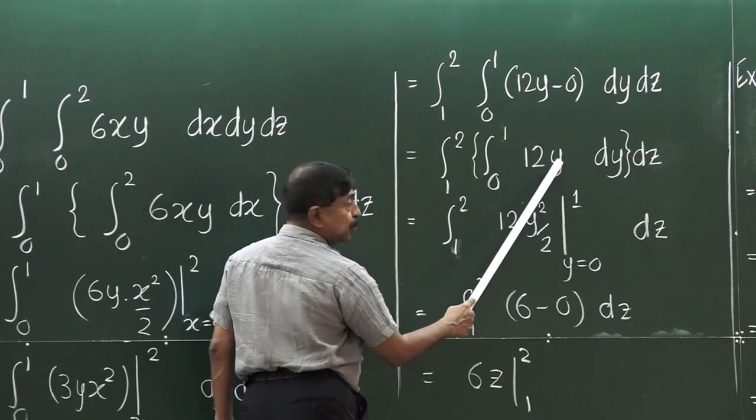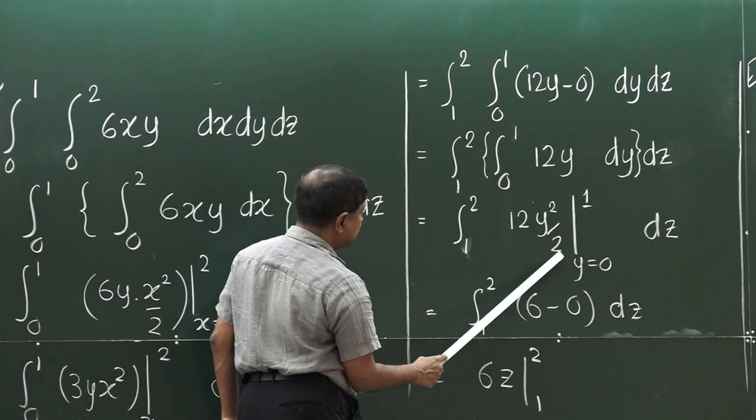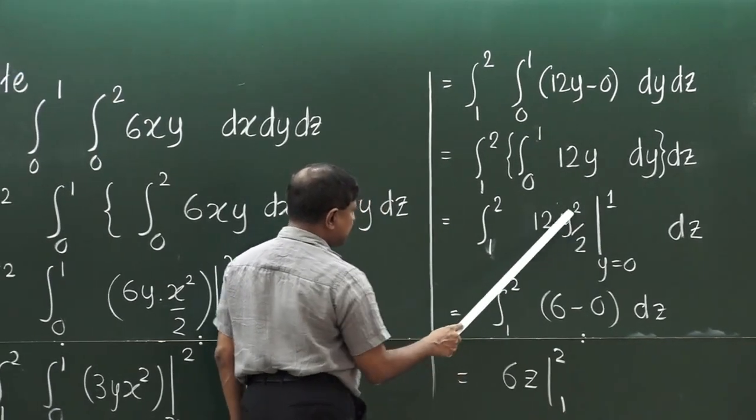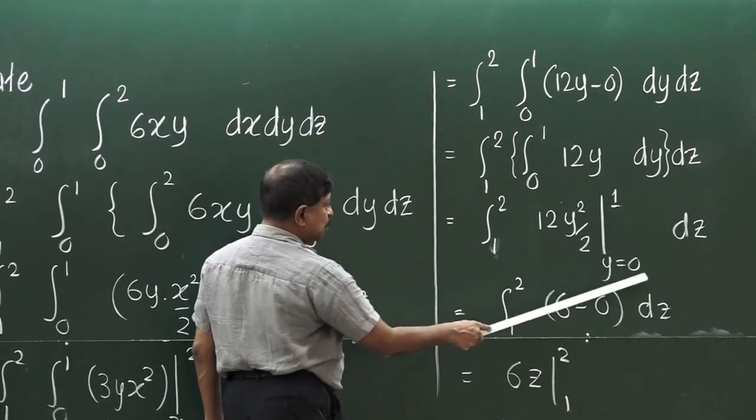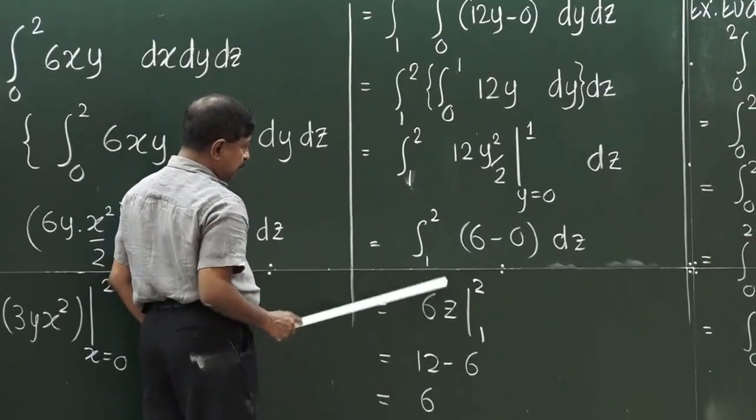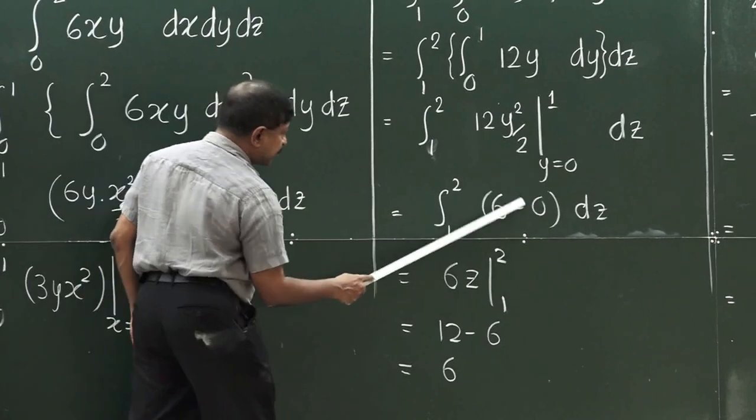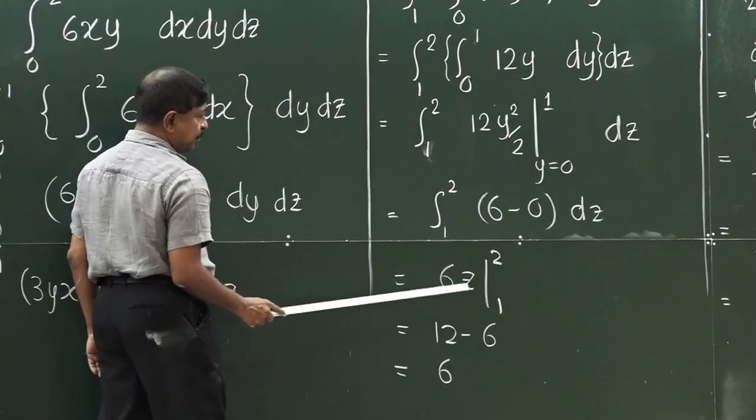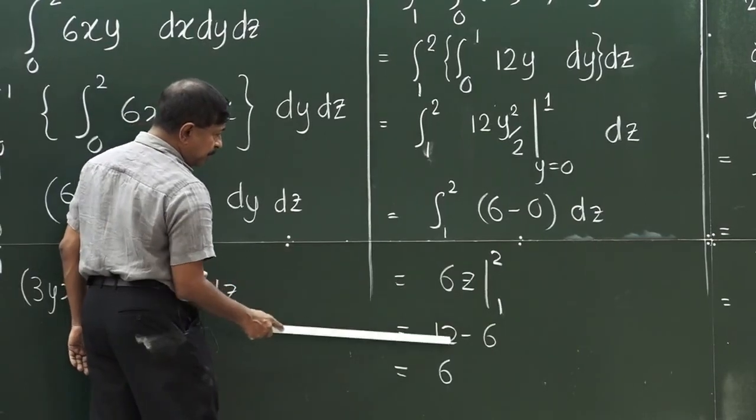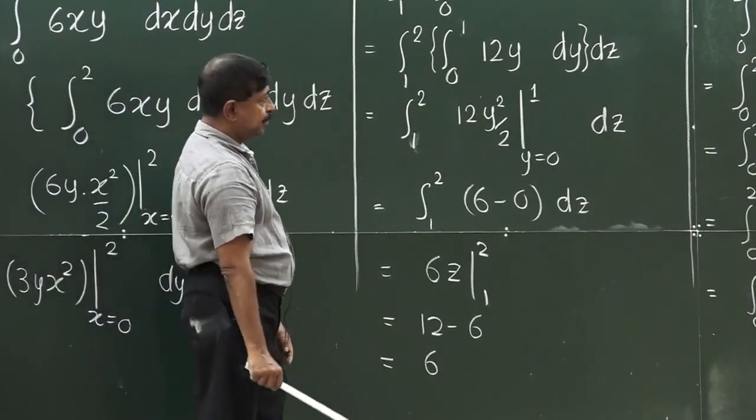Now, when you integrate this one, you get y squared over 2, which is 6y squared. Now, you plug in the limits. When you plug in 1, you get 6. When you plug in 0, you get 0. So, 6 minus 0, which is 6. So, when you integrate 6, you get 6z. Limits are from 1 to 2. Now, you plug in 2, you get 12. When you plug in 1, you get 6. So, we will end up with 6 as the answer.